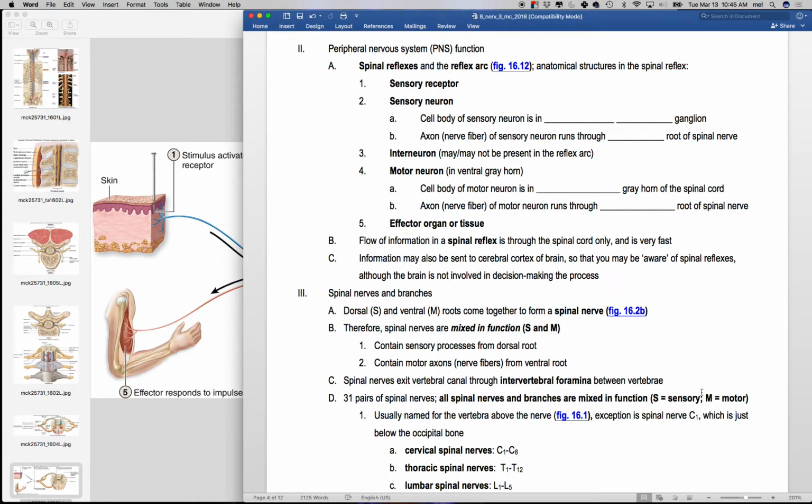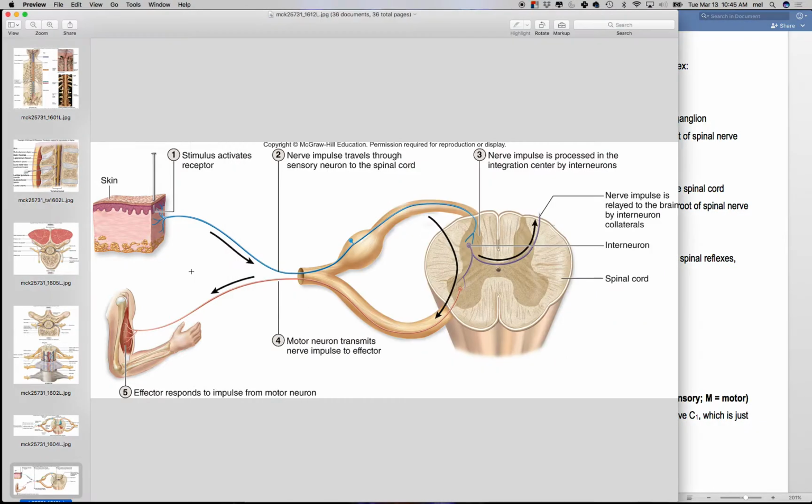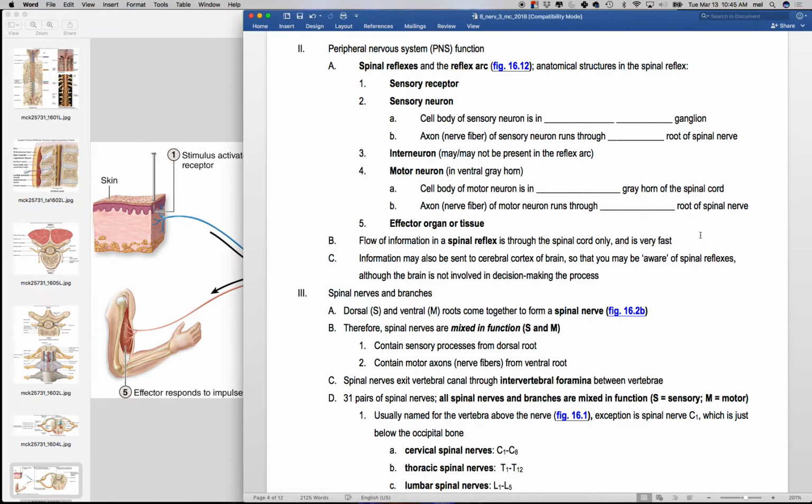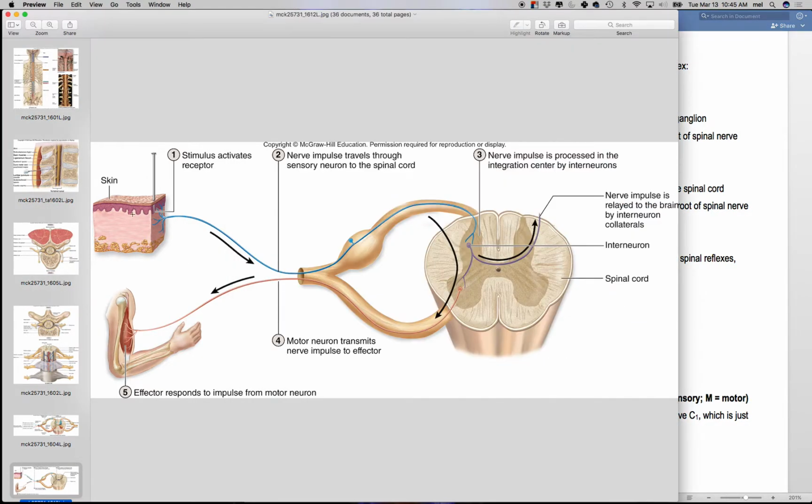It's called a reflex arc. So basically the parts of a reflex arc are you're going to have a sensory receptor. This one happens to be a somatic sensory receptor. And then you're going to have a sensory neuron. But let's start putting some structures together with the function. This sensory neuron, its cell body is going to be in the blank ganglion. Posterior root or dorsal root ganglion.